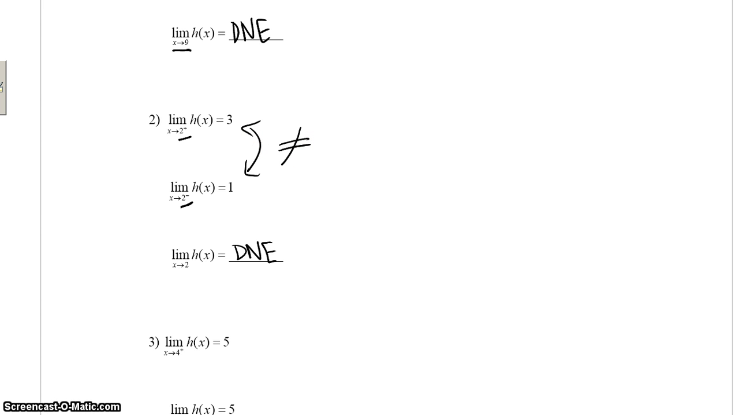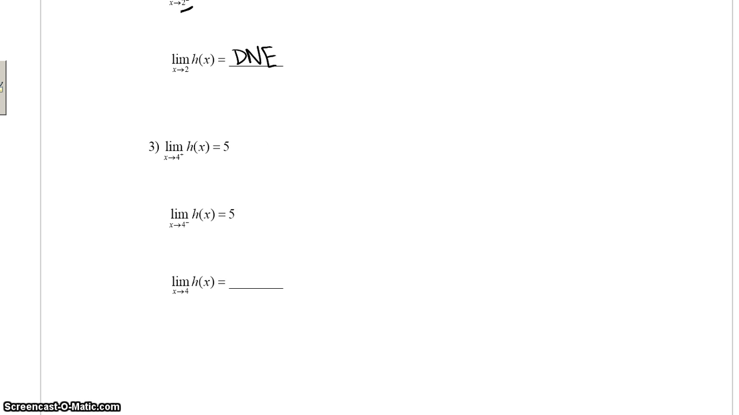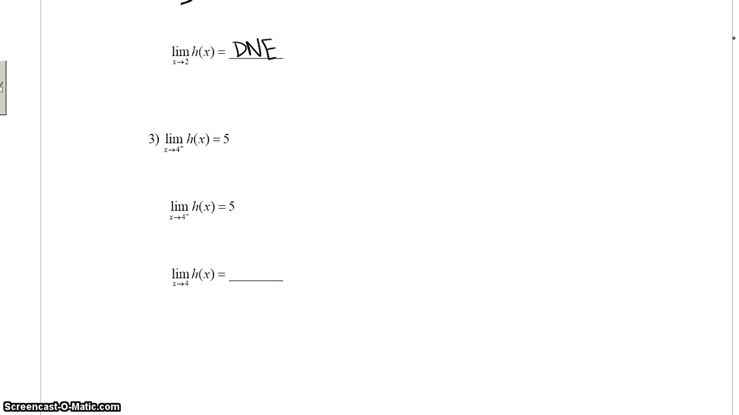Now let's take a look at number 3. Our limit as x approaches 4 from the right, h of x approaches 5, and the limit as x approaches 4 from the left, h of x approaches 5, which means the limit as x approaches 4, h of x approaches 5 because these two are equal.